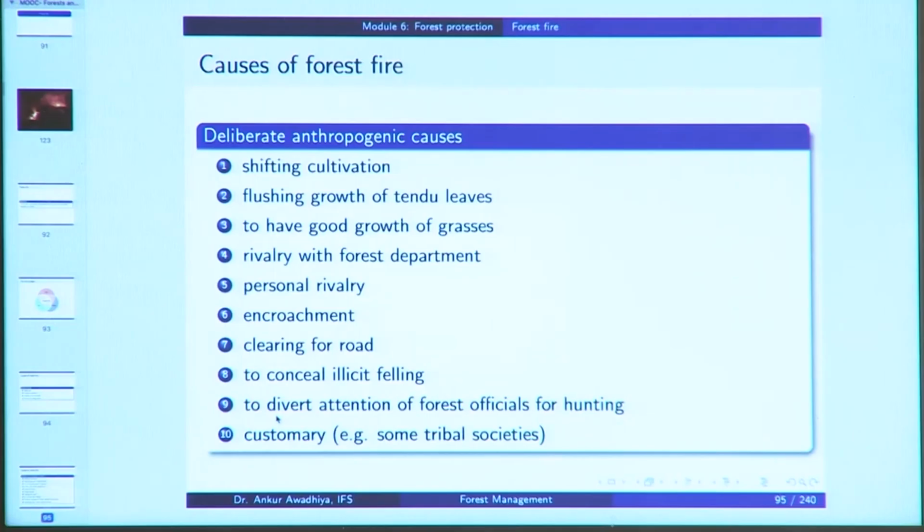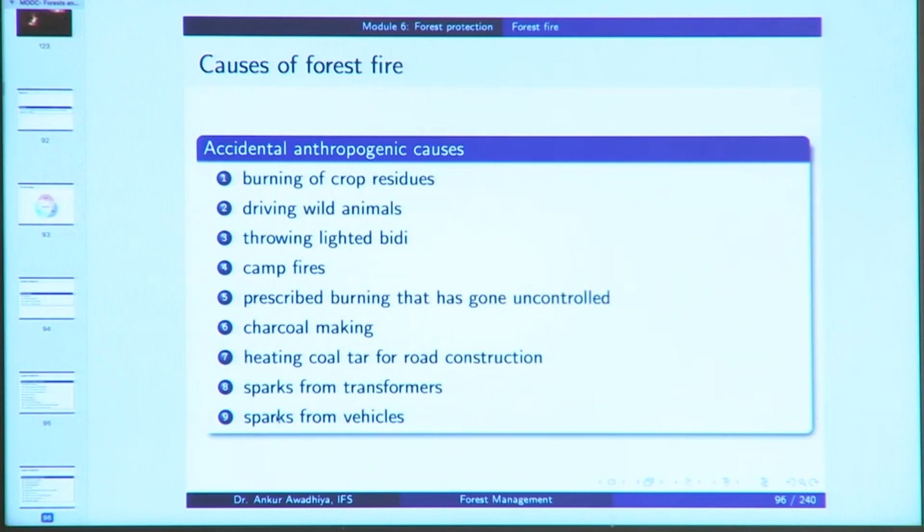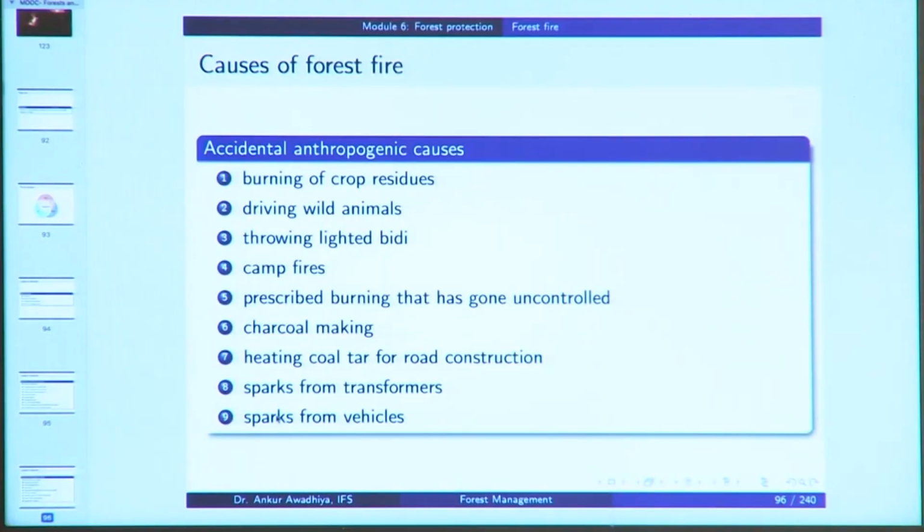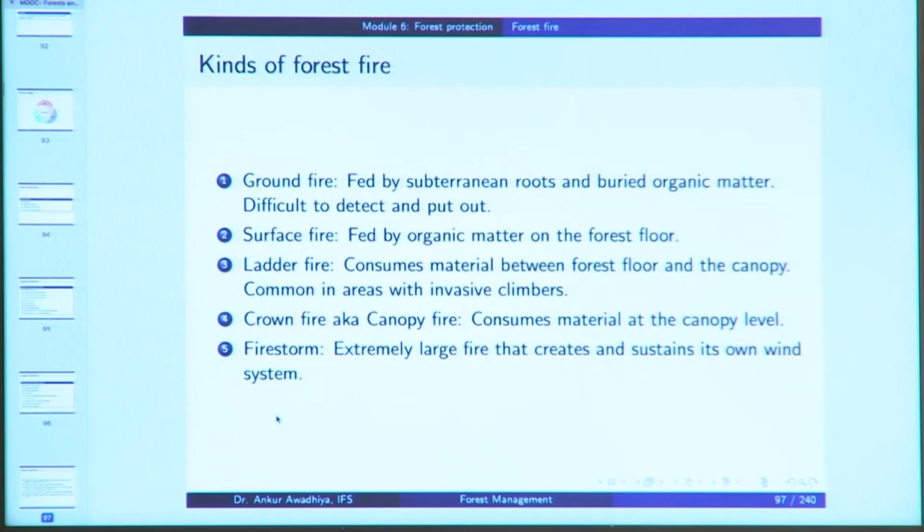Now, these are all deliberate anthropogenic causes. You also have certain accidental anthropogenic causes, such as burning of crop residues. There is a chance that some of these burning fragments, because of the wind, move to the forest areas and start a forest fire. Or driving of wild animals, throwing of lighted beedi, campfires, prescribed burning that has gone uncontrolled, charcoal making in the forest, heating of coal tar for road construction, sparks from transformers, sparks from vehicles, and all of these are the accidental anthropogenic causes. Then we have 5 different kinds of forest fire.